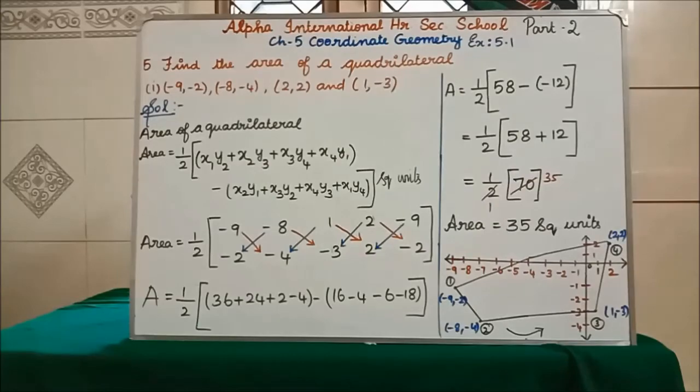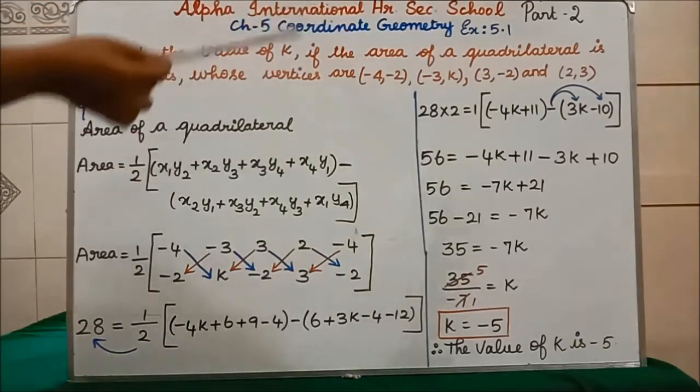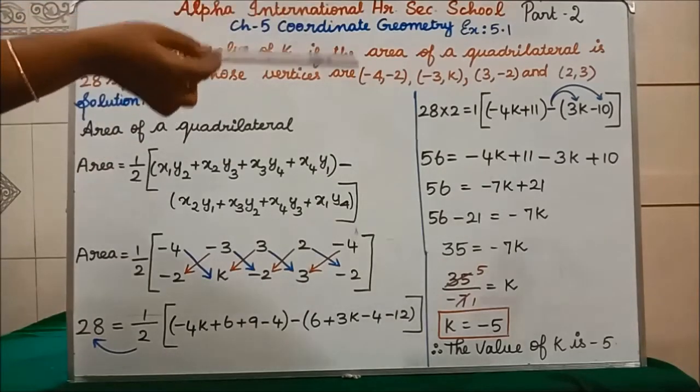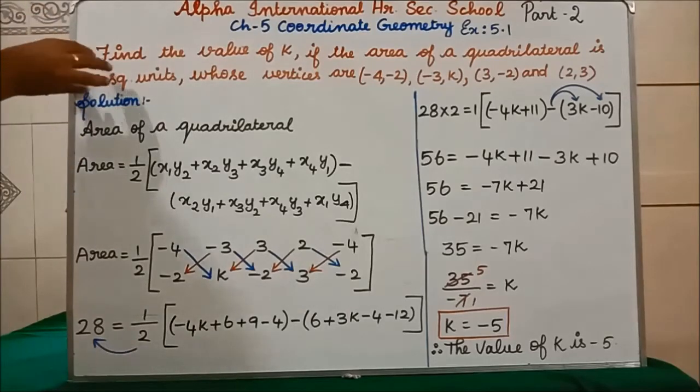Next, we will see the sixth question. Find the value of k if the area of a quadrilateral is 28 square units, whose vertices are minus 4 comma minus 2, minus 3 comma k, 3 comma minus 2 and 2 comma 3. Here, in the fifth question, we found the area of the quadrilateral, but in the sixth question they have given the area of the quadrilateral.